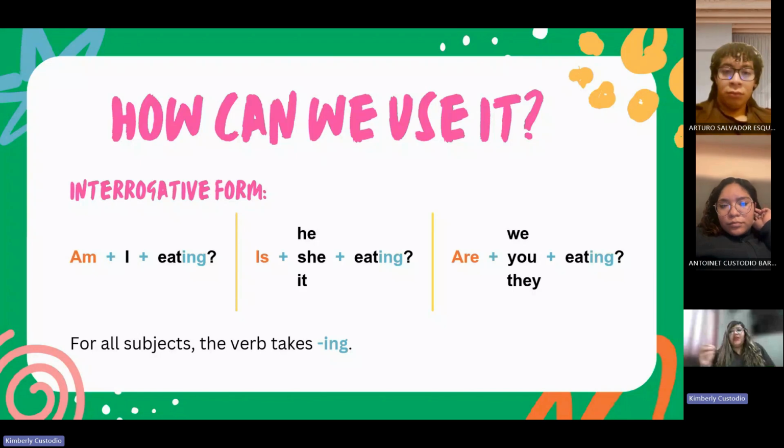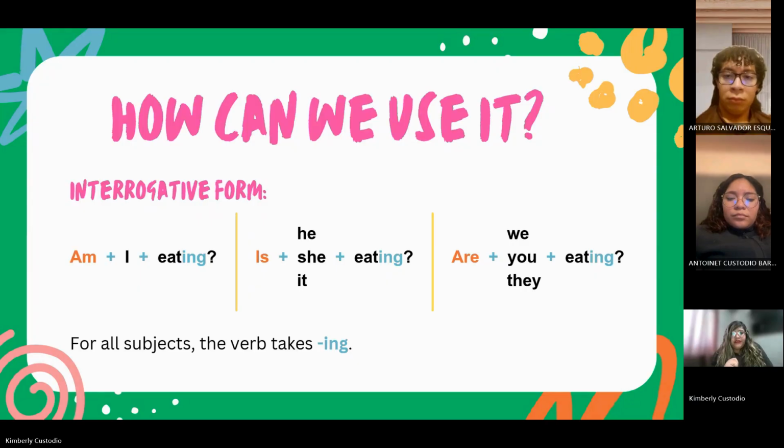Is she eating? Are you eating? Yes, so these are the grammatical structures that we are going to follow for making our statements in present progressive. Is it clear, guys? Do you have any question until this part?